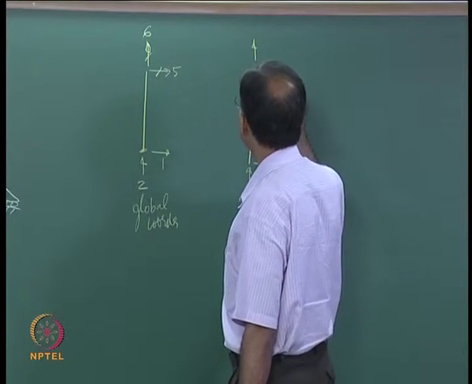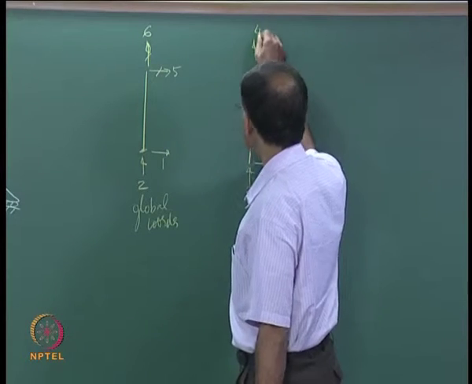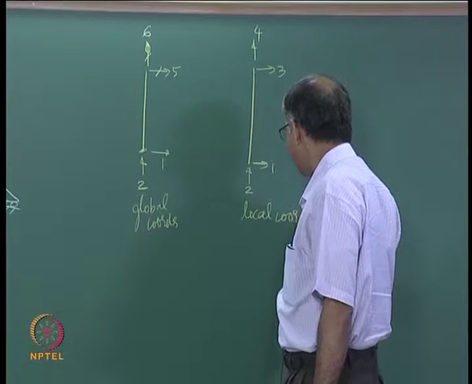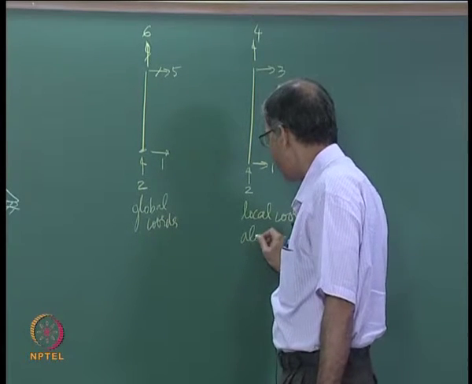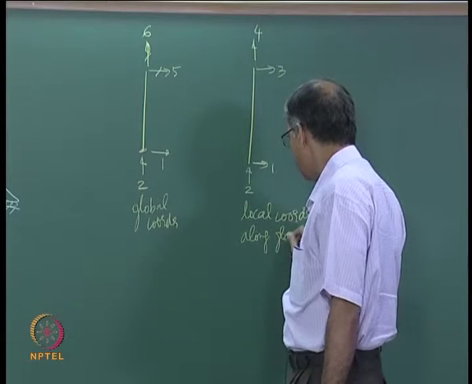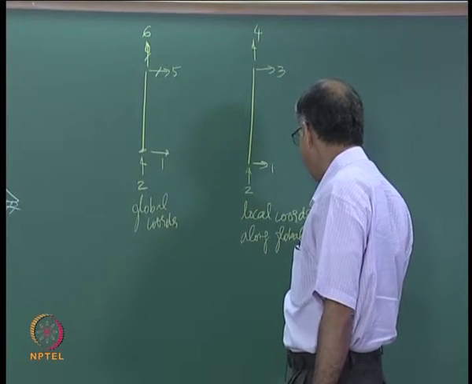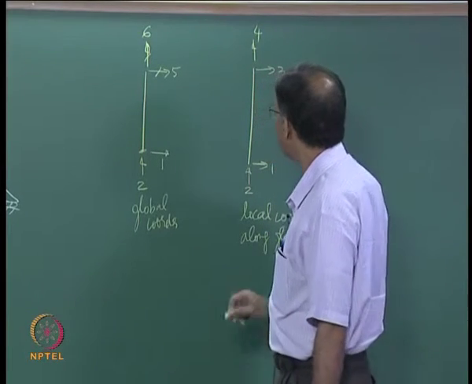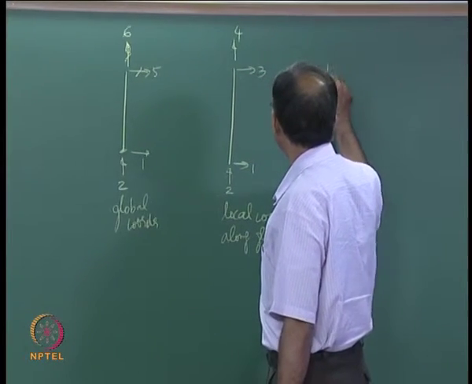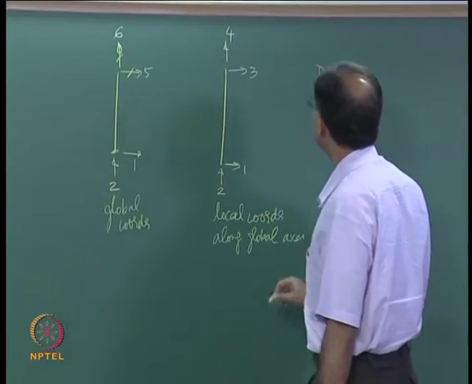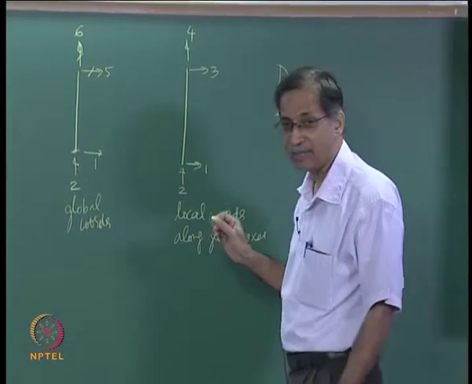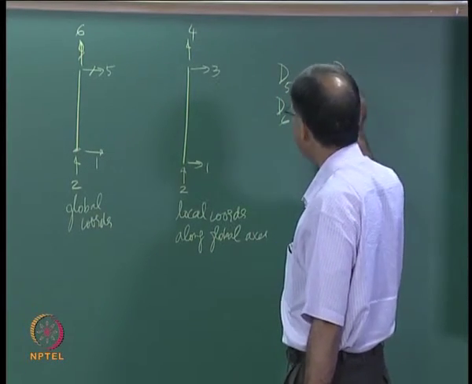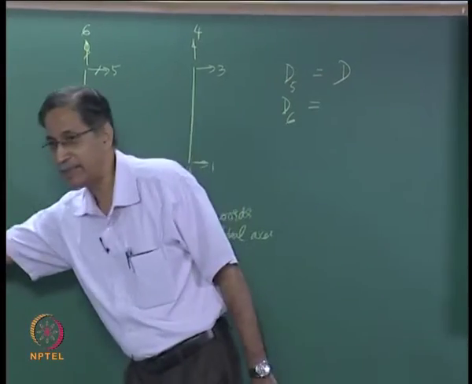This is 1 2 3 4. What is this? This is local coordinates along global axes. That means I have already aligned it in this direction, right. Now D5 and D6 in the structure must be equal to, how do I write that D4? Like the same way we wrote here.